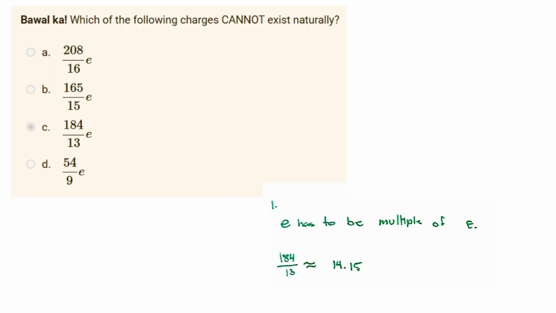For the first question, which of the following charges cannot exist naturally? We know that these charges can only exist in multiples of e. For example, 54 over 9 is just 6e, which is a whole number. So the answer is 184 over 13, because if you divide it, it's not a whole number. Charges always have to be a multiple of e.